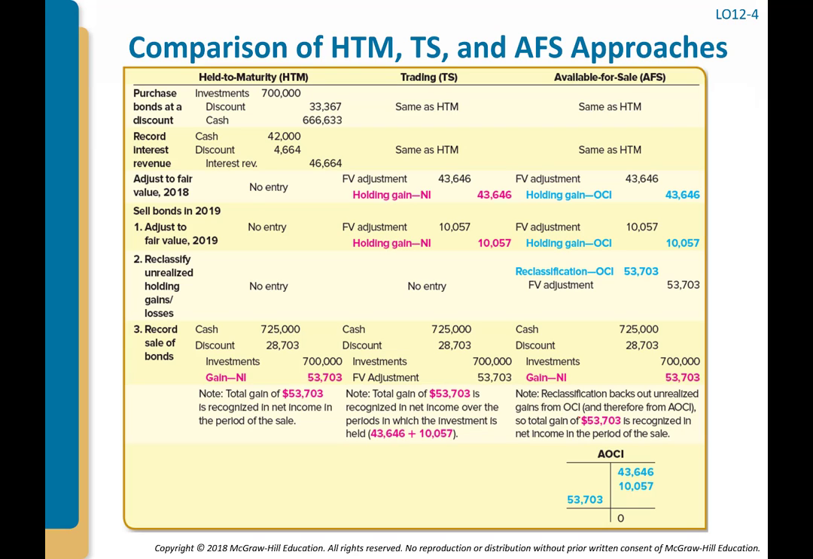Okay, when we were dealing with available for sale, we put amounts into OCI. They got closed out to what? Accumulated OCI, like I wrote up here on the board. And then when we finished up our reclassification adjustment, we debited OCI 53,703 and credited the fair value adjustment. And then you saw the journal entry where we then take the entire gain into net income, right?